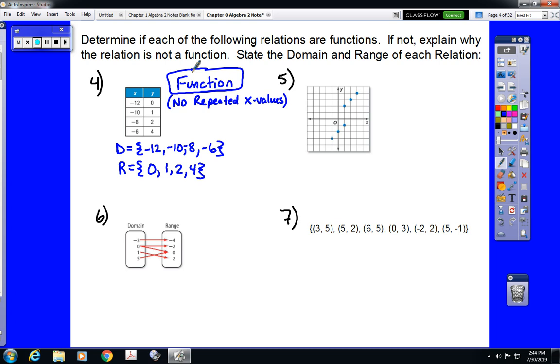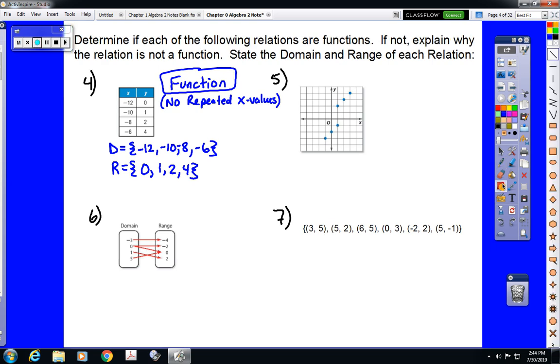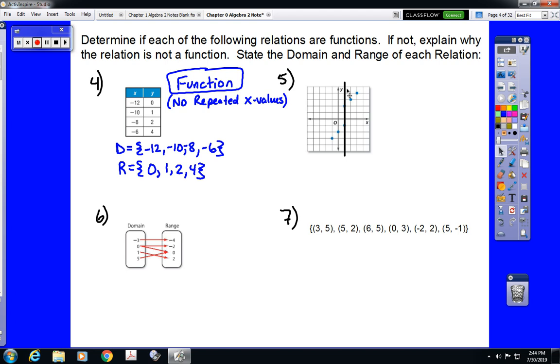Number 5 is a graph. So we run the vertical line test. Now watch carefully here. If I draw a vertical line here, what do you notice? Hopefully you're telling me, oh, well gee, that intersects 2 of my points, meaning that there are 2 points on the line. That means this is not a function. We have a repeated x value.